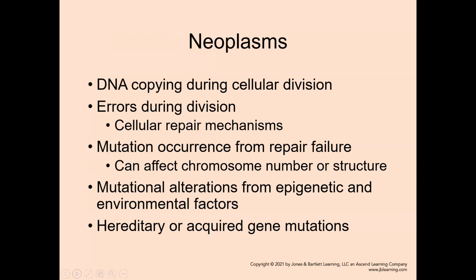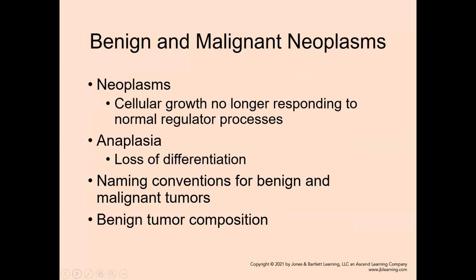But this can also be caused by things like exposure to chemicals, different things like that. So basically, these can be hereditary or acquired. And neoplasm is another word for cancer as well, just in case you're trying to put that all together. There are different kinds of neoplasms. I should clarify that we often call neoplasms cancerous. They can develop into cancer, but not all of them will.